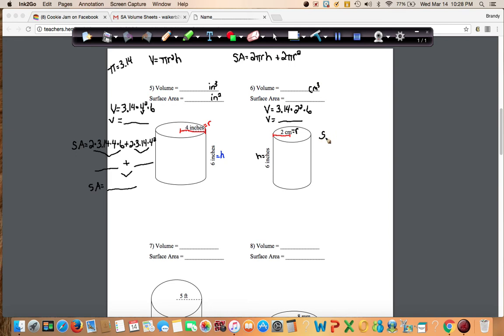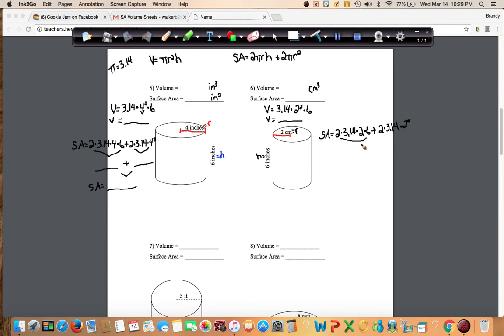And then for our surface area, we're going to find the circumference, which is going to be 2 times pi times our radius, which in this case is 2, times, and our height is still 6, so times 6. So 2 times 3.14 times 2 times 6. That'll give us all the way around this cylinder, all this part, and then we're going to multiply that by our 2 bases, or the area of our 2 bases, which is 2 times 3.14 times our 2 squared, because pi r squared is area.